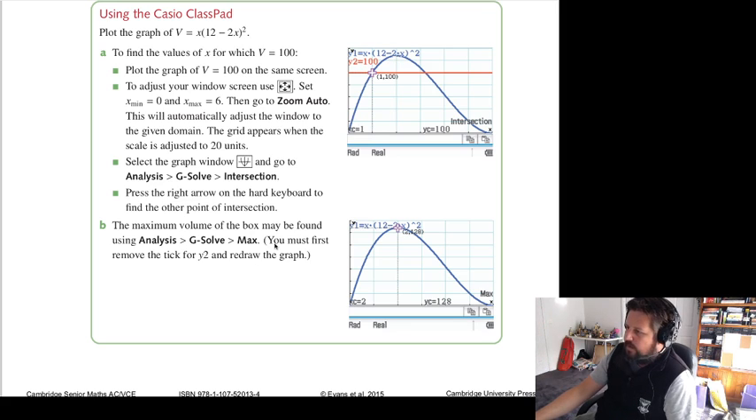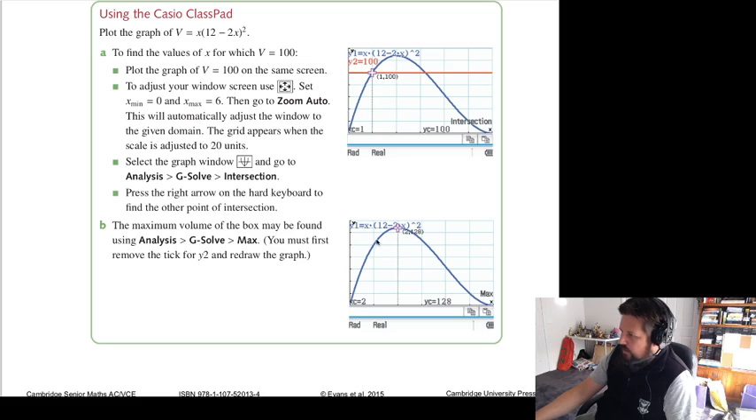Now, a word of warning, it's saying here, you must first remove the tick from Y2 and redraw the graph. So when you're sketching these graphs, just untick Y2 so it doesn't sketch the straight line across here. It just sketches the cubic. Otherwise, it could get a little bit confused about where you're trying to find the maximum. So get rid of the Y2 red line before you do it.